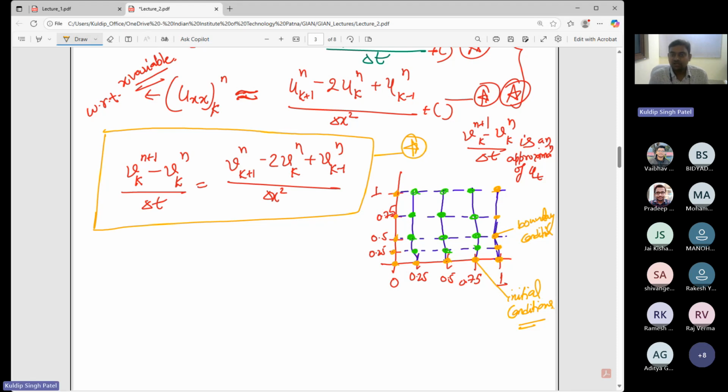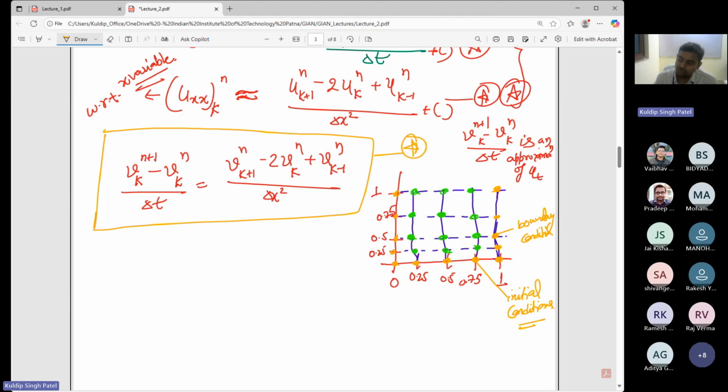So till now, what did we understand about the procedure? The procedure is simple: first we need to discretize the domain, we need to make a grid. After making the grid, we need to discretize the PDE. How do we discretize the PDE? We simply replace the derivatives by their discrete versions: the time derivative by its discrete version, and the space derivative by its discrete version.